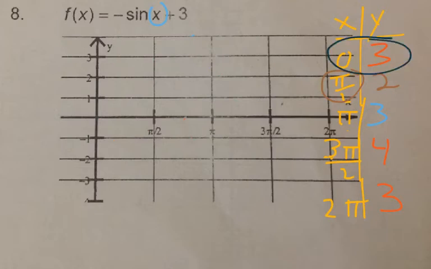I have 0, 3, which is of course about right there. I have pi over 2, 2, which is right there. I have pi, 3, which is right there. I have 3 pi over 2, 4, which is right there. And I have 2 pi back to 3 right there. So as you can see, guys, here is my sine function. Okay?